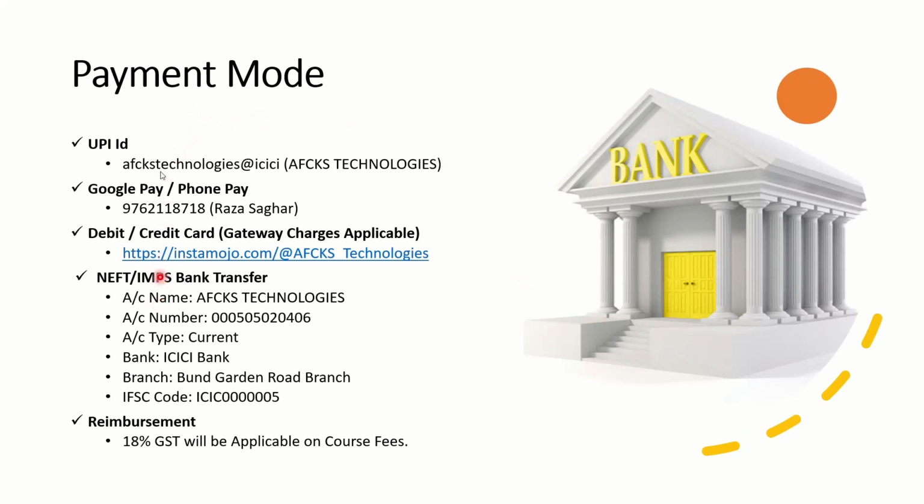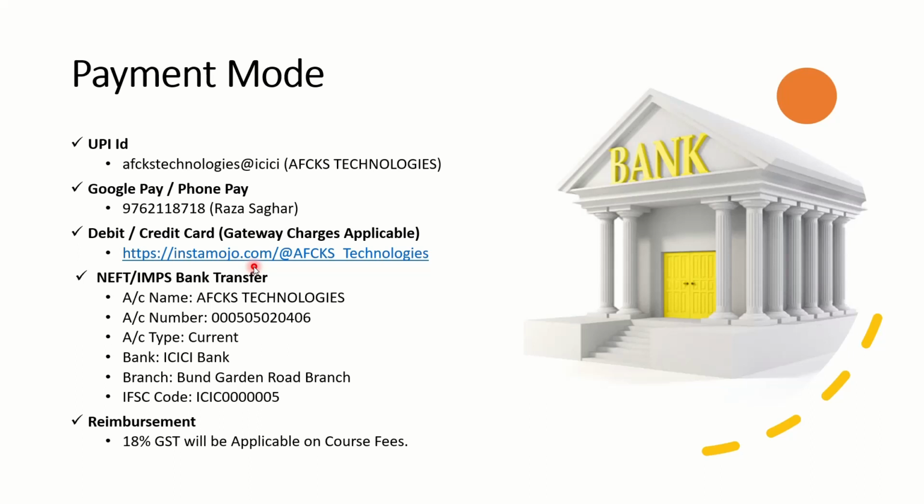So these are the payment modes. Basically we have 4 payment modes: UPI ID, Google Pay, Phone Pay. Then you can pay via debit or credit card through this gateway, that is instamozo.com. However, if you choose this option for paying the fees, then gateway charges would get applied, somewhere around 3 to 4% of the amount that you are paying, and the gateway charges have to be paid by the student. Therefore, we would strongly recommend you not to use instamozo.com as your preferred payment method, because 3 to 4% gateway charges would get applied, and the student has to pay that amount along with the fees.